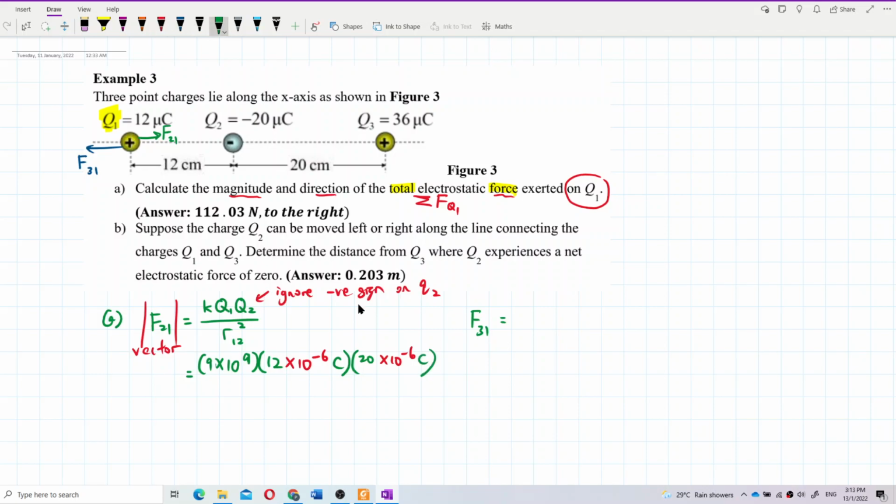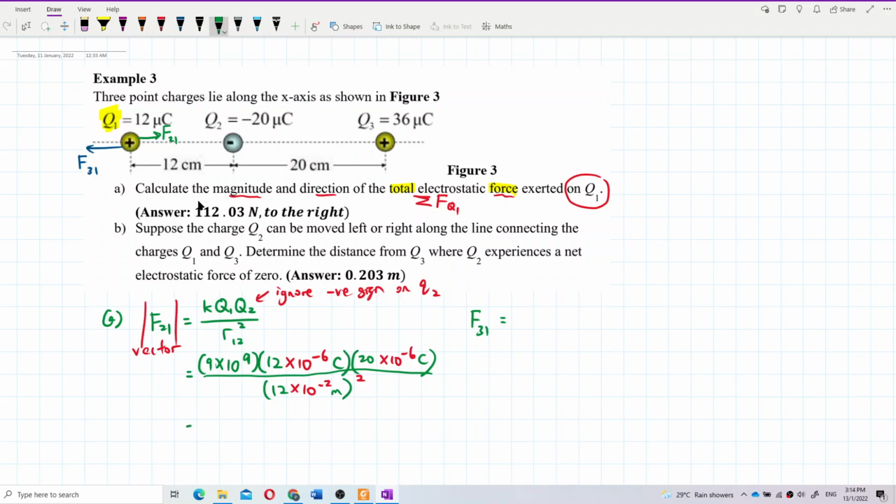Okay. Right. Now the distance between Q1 and Q2 is 12 centimeter. Oh, so again this one needs to change to SI unit. Centi is exponent negative 2, so change already to meter. Don't forget to square. Some of you forget to square the distance between them.